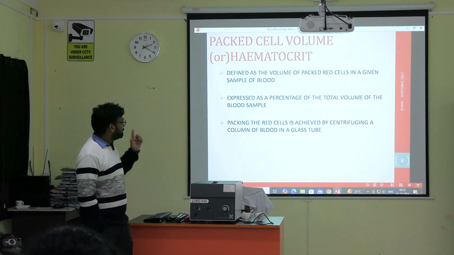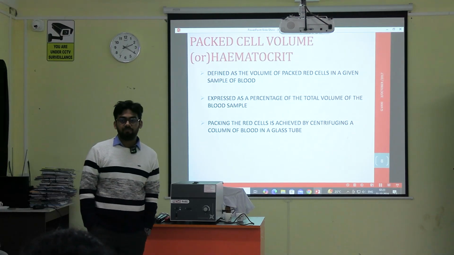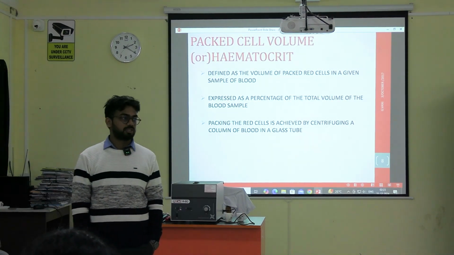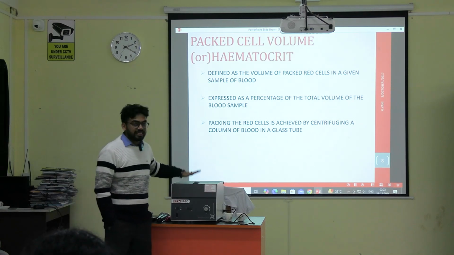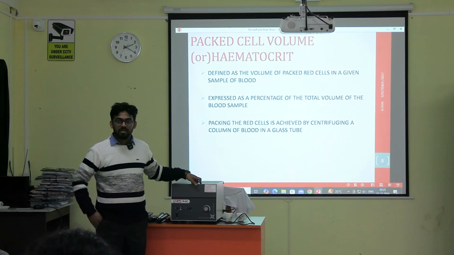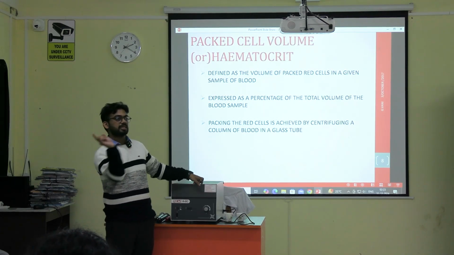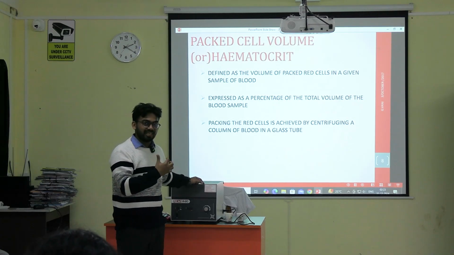How is the packing done? Packing the red cells is achieved by centrifuging a column of blood in a glass tube or a Wintrobe tube. See, this is the centrifuge machine. Have you heard of the terms centrifugal force and centripetal force? The force that is pushing you outside is centrifugal. Pulling you inwards is centripetal.